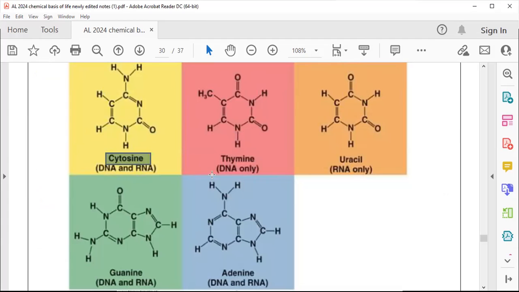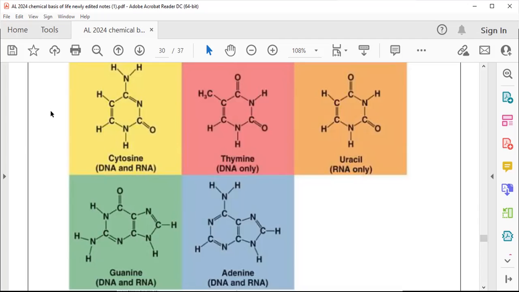Cytosine. Thymine. Uracil. Guanine. Adenine. So altogether in a living cell, how many types of nitrogen bases are present? Five types: cytosine, thymine, uracil, guanine, adenine.